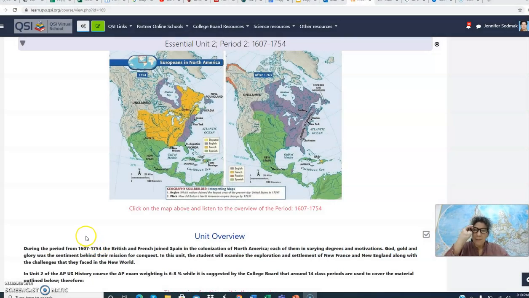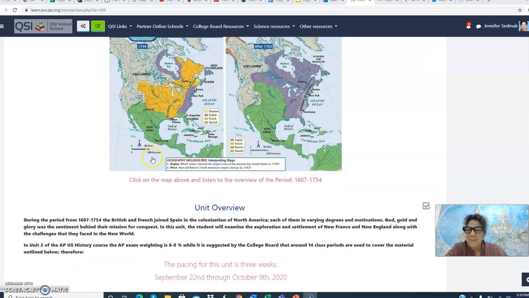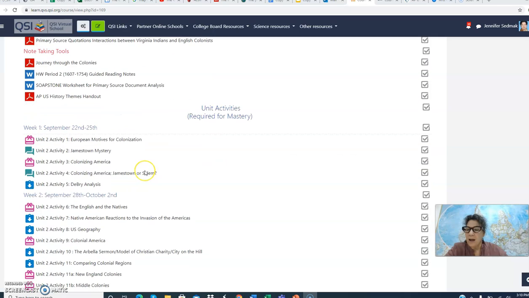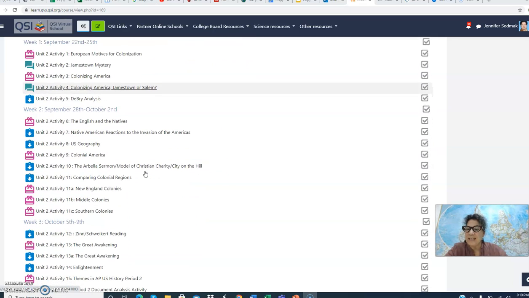So last week when we were starting Unit 2, I already introduced to you the unit map. Hopefully you've listened to the video that is behind the map. When clicking upon it, you work through the week 1 activities, and by this point in time, the expectation is that you move on to week 2.